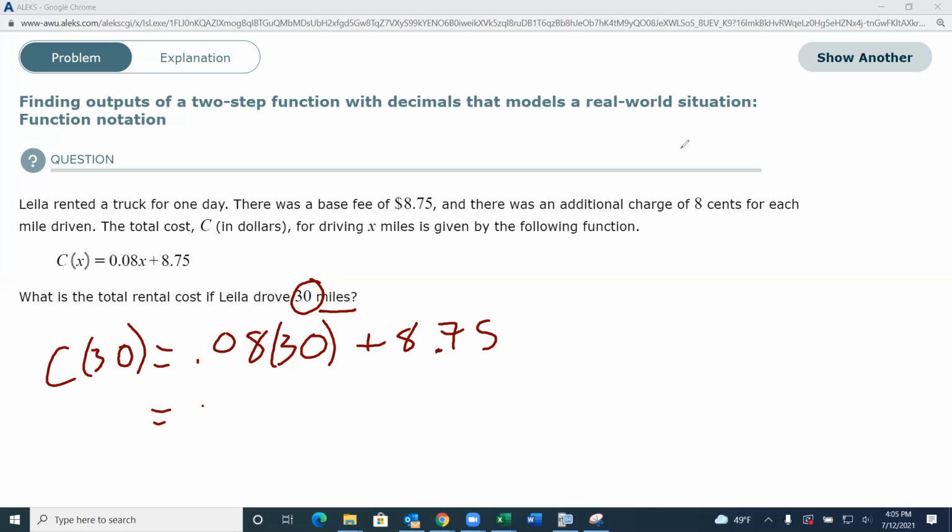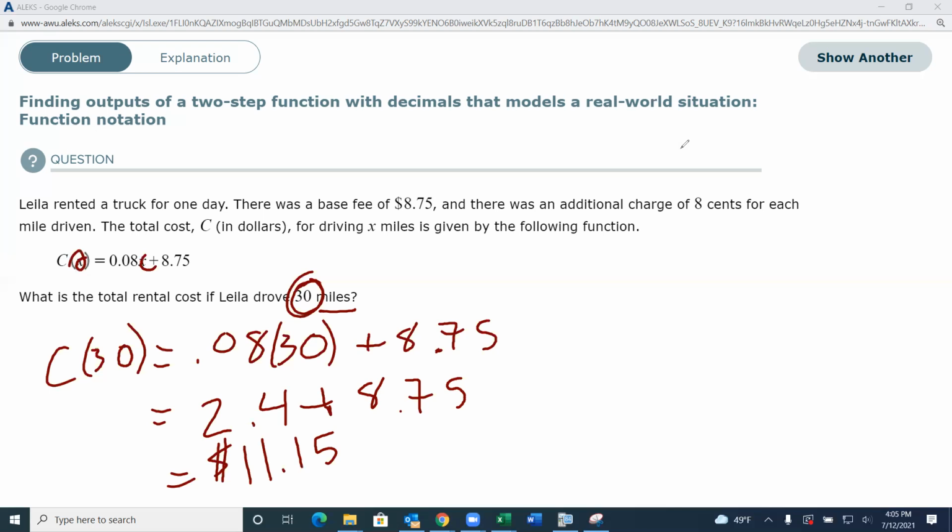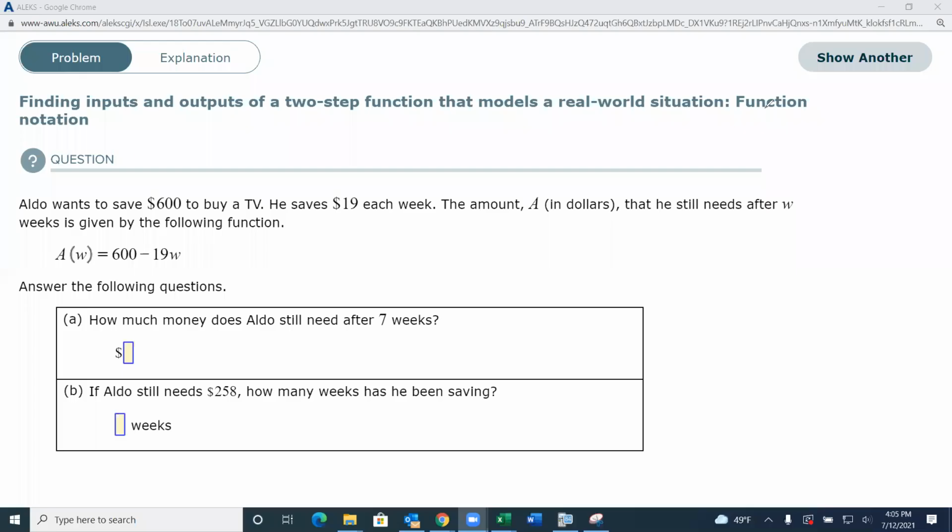Okay, and then we get $2.40 for the miles that she drove. And then if we add to that the $8.75 for the base rental, then we get $11.15 for renting the truck. And that's what you do on these problems. They give you a number, you plug it in for x. But you need to think about why you're plugging it in for x, and don't just do it automatically, because you need to understand functions.